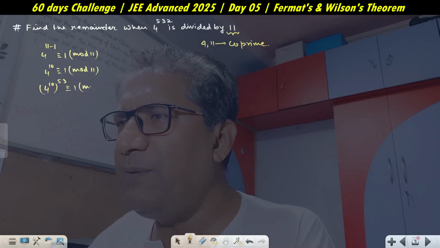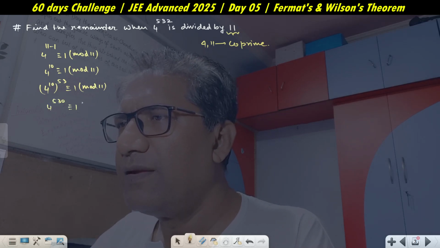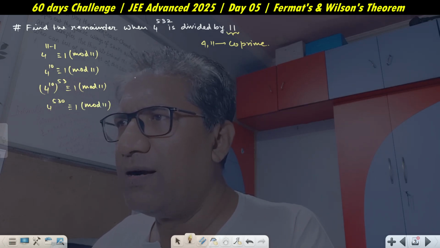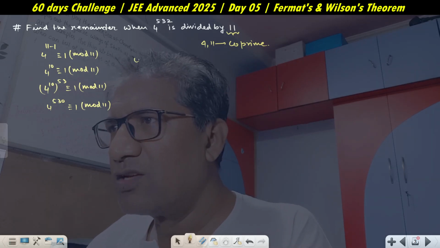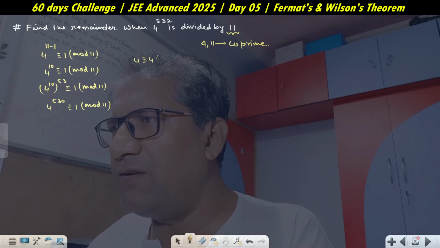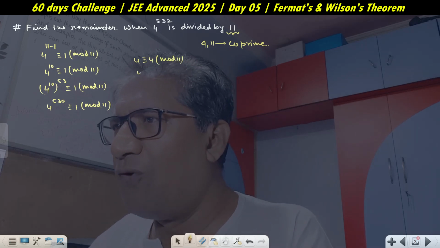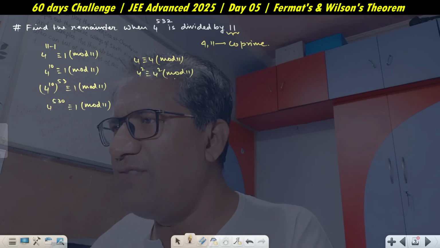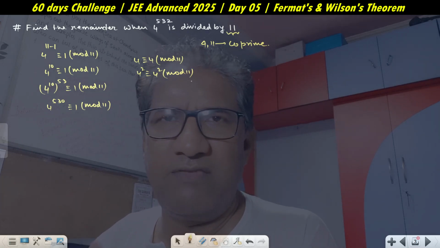The remainder will still be there. That will be 1. So 4 to the power 530 is 1 modulo 11, right? But we have to reach 4 to the power 532. So we know that 4 and 4 are congruent modulo 11. So 4 squared, that is 16, modulo 11. 16 cannot be the remainder when divided by 11.